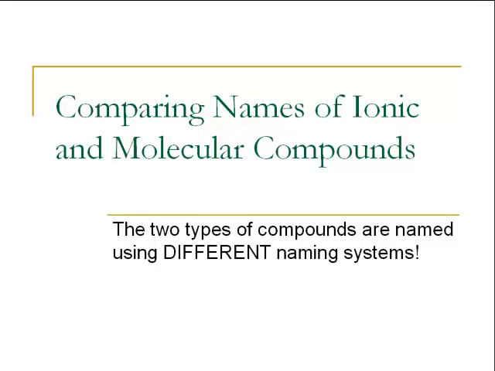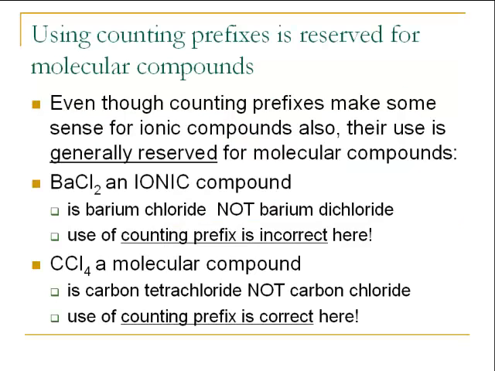Now let's take a moment and compare some names of ionic and molecular compounds. The two types of compounds are named using different naming systems. Using counting prefixes is reserved for molecular compounds. Even though counting prefixes make some sense for ionic compounds also, their use is generally reserved for molecular compounds.